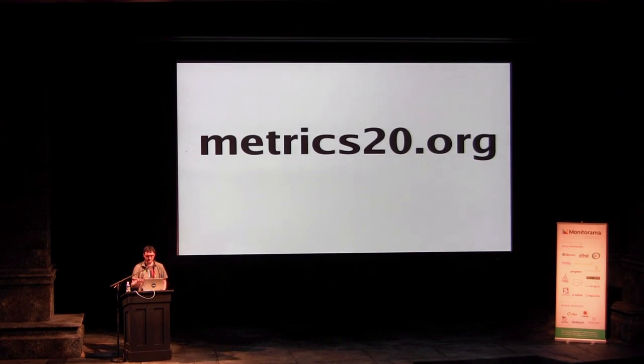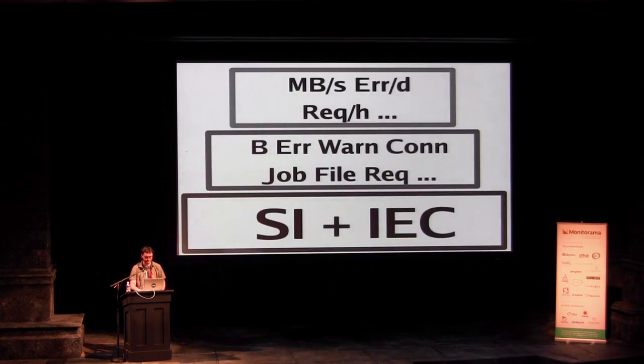So on the website, you can find the concepts explained in detail and the specification and stuff like that. But in particular, I just want to point out the unit specification. We start out with the SI and IEC standard. That's a very common scientific standard. And then on top of that, we just add metrics that are very common in our field, like bytes, errors, warnings, jobs, files, requests. And you can also define compound metrics like megabytes a second, errors per day, requests an hour, stuff like that.